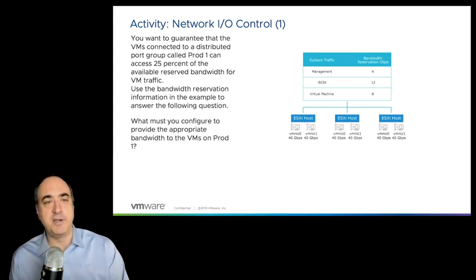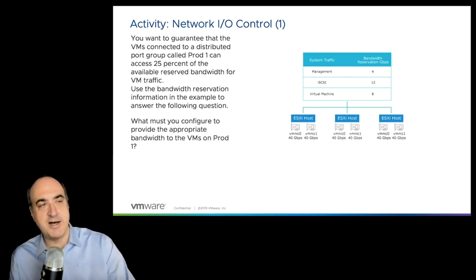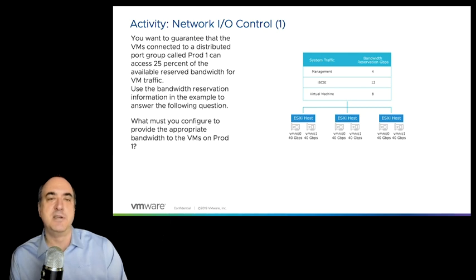We have, remember, 8 gig VM reservation as a system traffic reservation, and that aggregates across all 6 of our adapters. So we have 48 gigabits of reserved VM traffic. The goal here is to let a port group called Prod 1 get 25% of that reserved bandwidth for our VMs. So what's 25% of a 48 gigabit reservation? Well, that's a quarter of that, right? A quarter of 48 gigs is 12 gigs.